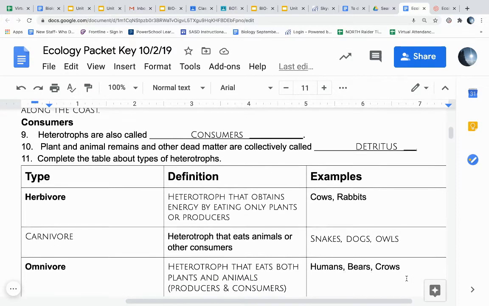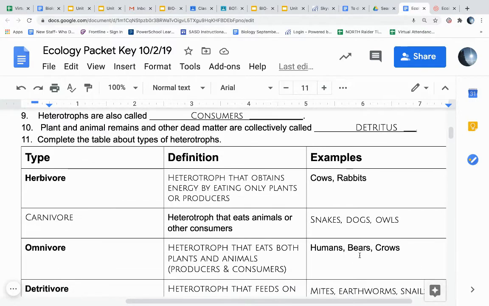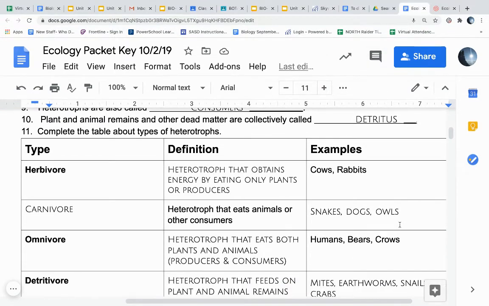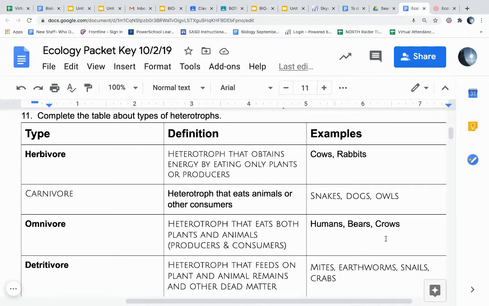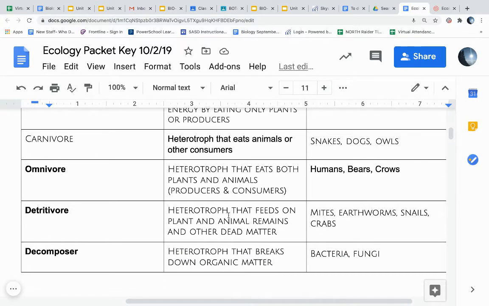Whereas an omnivore is kind of a jack of all trades. They eat both plants and animals, both producers and consumers. Examples are us, humans, so we might eat lettuce, but then we might eat a big steak, so that makes us omnivores. Bears as well, when bears come out of hibernation in the early spring, they are ravenously hungry, so they eat, and they keep eating, so they would eat berries and perhaps salmon as well.